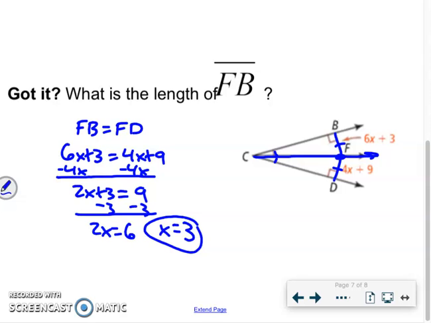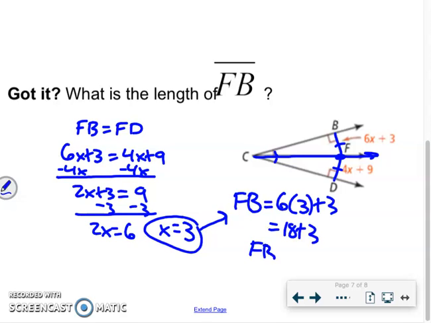And I need to take that and figure out the answer for FB, which is 6 times 3 plus 3, or 18 plus 3, so FB is 21. Always a good idea to check, make sure we got the correct x value. If I plug 3 into FD, I get 4 times 3, or 12. 12 plus 9 is also 21, so that works.